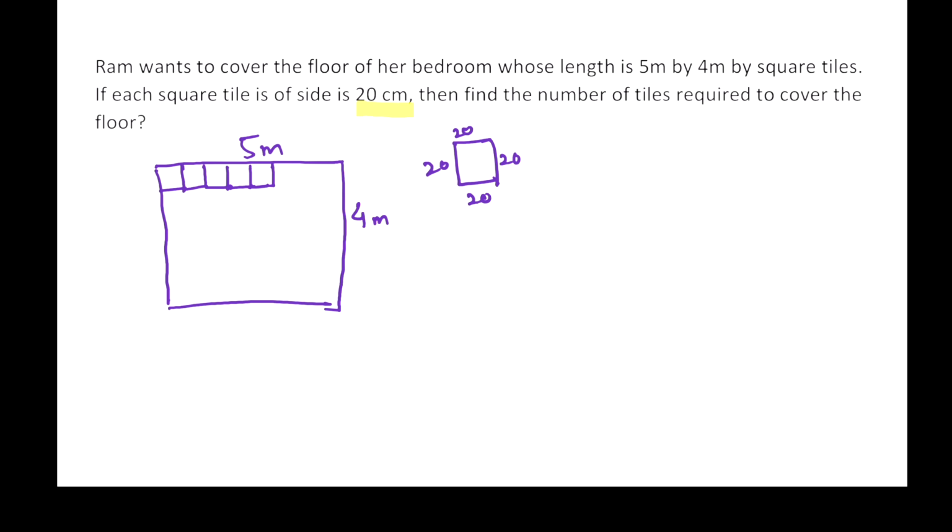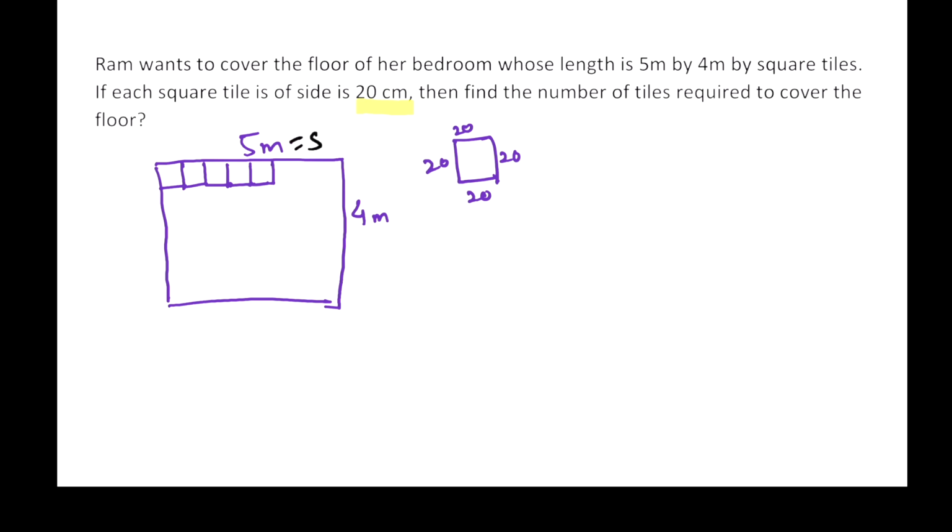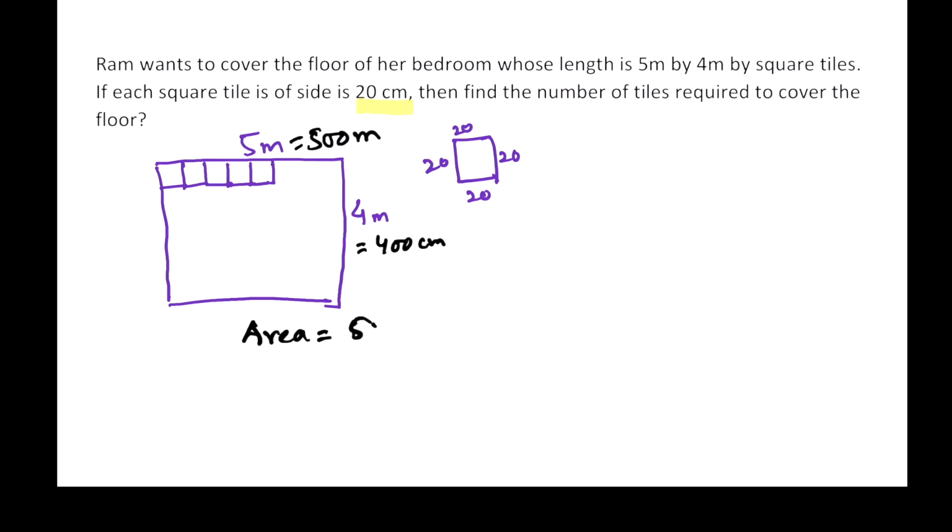So here I am converting meter to centimeter. 5 meter is equal to 500 centimeter. 4 meter is equal to 400 centimeter. So the area of her bedroom is 500 into 400, that means 2 and 4 zeros, 200,000 square centimeters. Now find the area of each square tile.